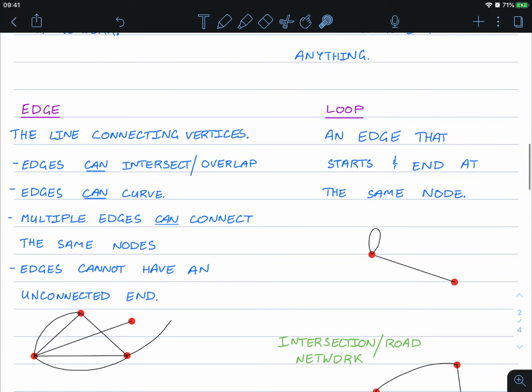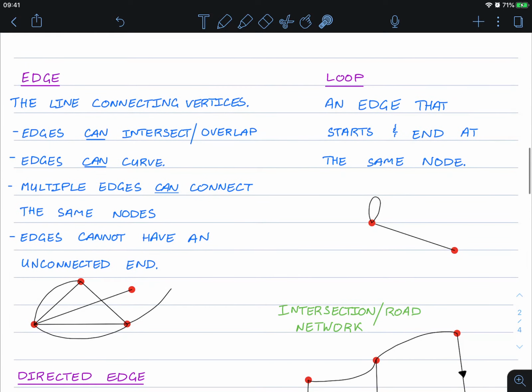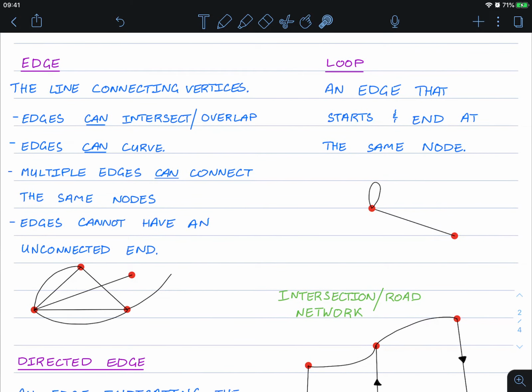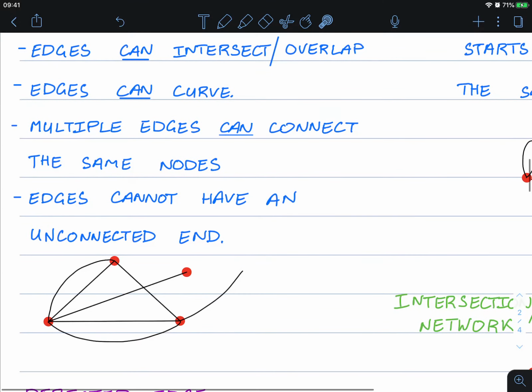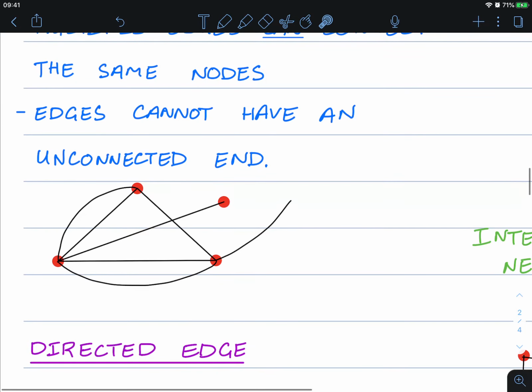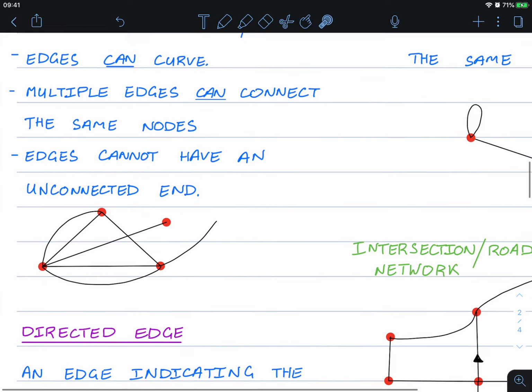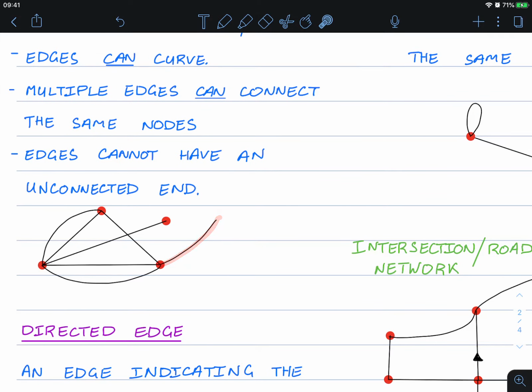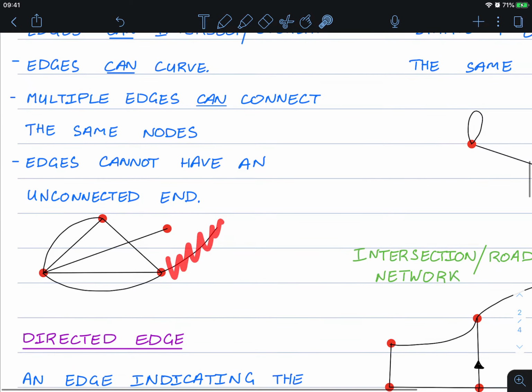The edge, well, it's just exactly what you think it is. It's the line connecting the vertices. Edges can intersect or overlap. They can curve, and multiple edges can connect to the same nodes. So take, for example, these two vertices. Notice how they have two edges connecting them. Notice how these two edges are curving. But also notice that this edge connects to nothing. This edge technically should not exist, so I'm going to erase it.